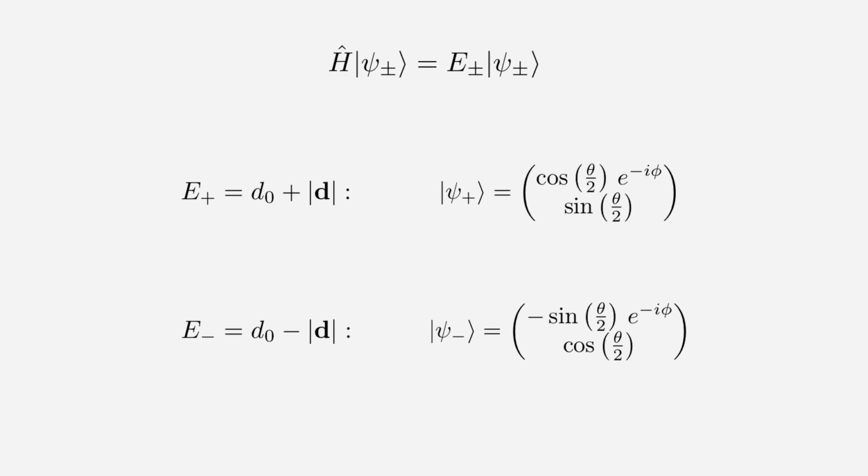As a final note, remember that we can always multiply a quantum state by an overall phase factor without changing the physics of the problem. And therefore, you may often encounter these eigenstates written in one of many possible alternative forms. But you should always be able to relate them back to these expressions that we've derived today.